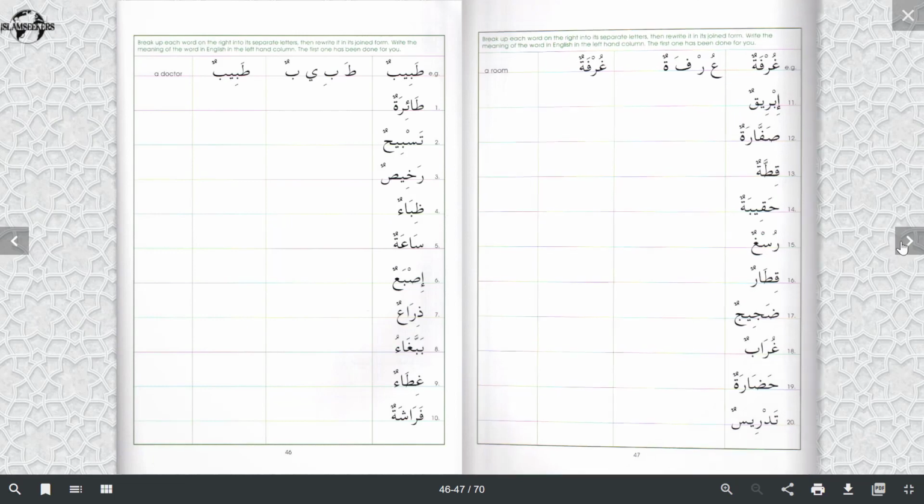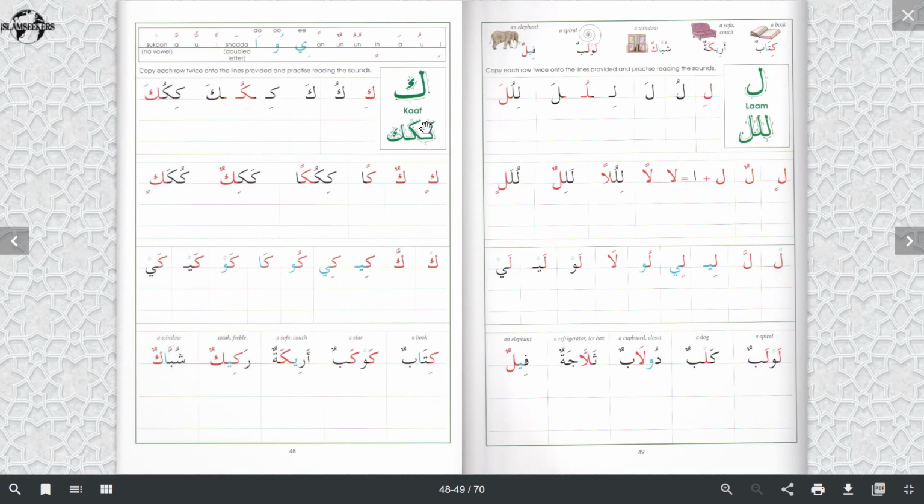Page 48. The letter Kaf. Line 1. Ki ku ka. Ki ku ka. Line 2. Kin kun kan. Ki ku kan. Ka ki kun. Ku ka kin. Line 3. K ka. Ki ki. Ku ka kau kai kai.